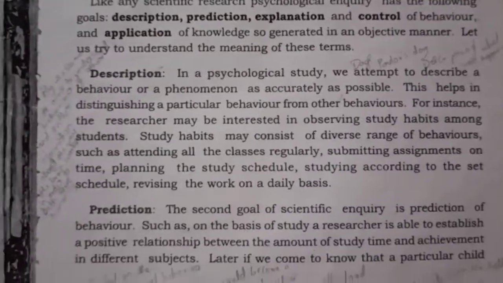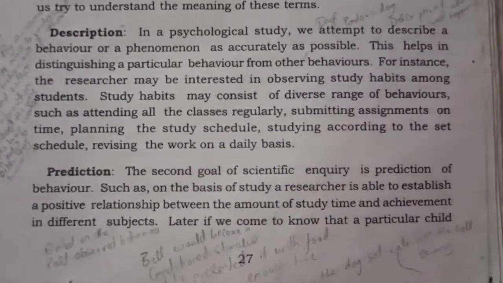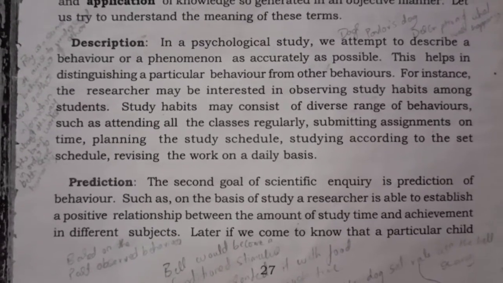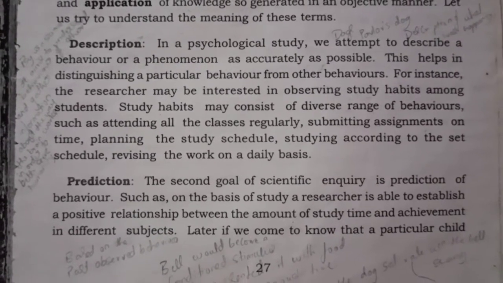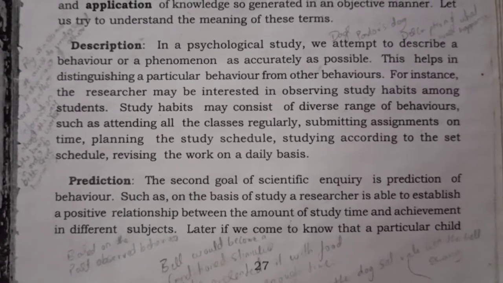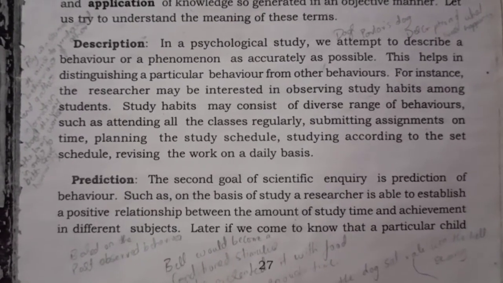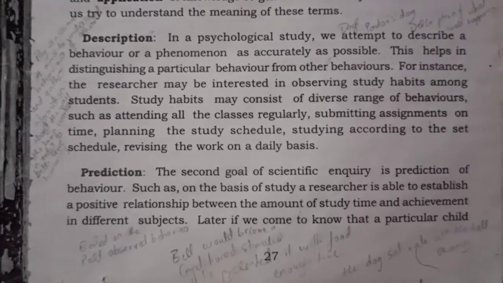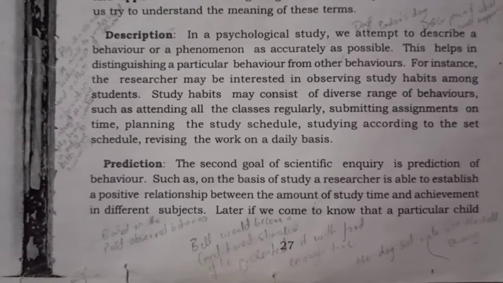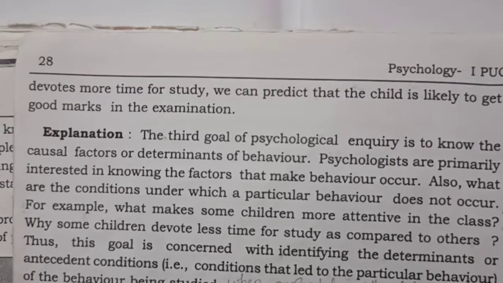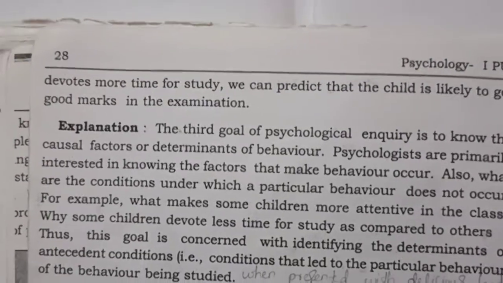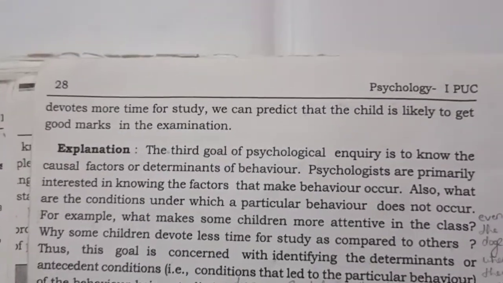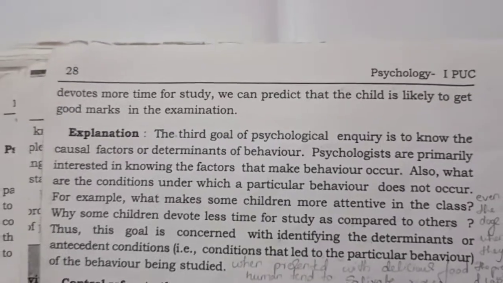So the next one, prediction. The second goal of scientific inquiry is prediction of behavior, such as, on the basis of a study, a researcher is able to establish a positive relationship between the amount of study time and achievement in different subjects. Later, if we come to know that a particular child devotes more time for study, we can predict that the child is likely to get good marks in the examination. So how do you predict?